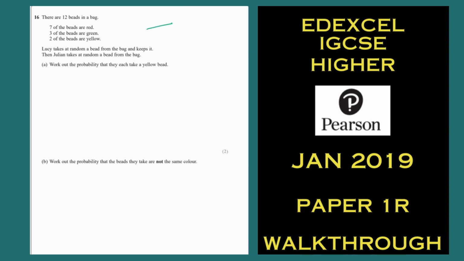Just remember that when you go down branches, it's multiply, and if you need more than one branch, it's add. So for this one, we've got 7, 3 and 2, so 12 in total, so we're going to be fractions of 12 to begin with. So Lucy takes a bead, probability she gets a yellow is 2/12, but she keeps it. So that means there's 11 left and only 1 yellow. Get them multiplied, it's 2 over 132. But if you're using a calc, it'll cancel down to 1 over 66.